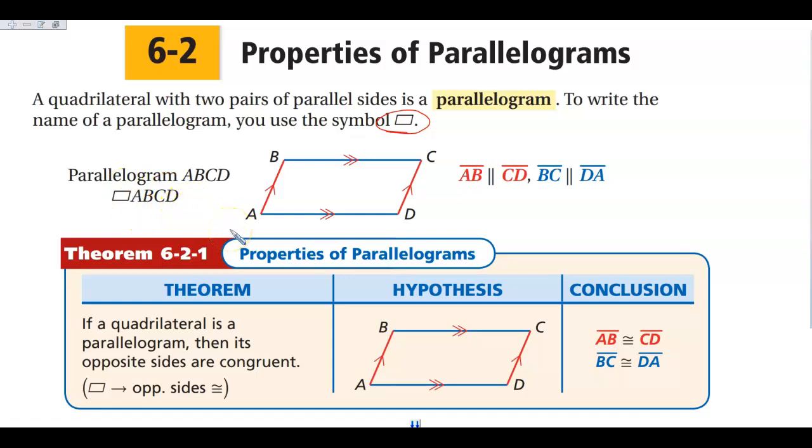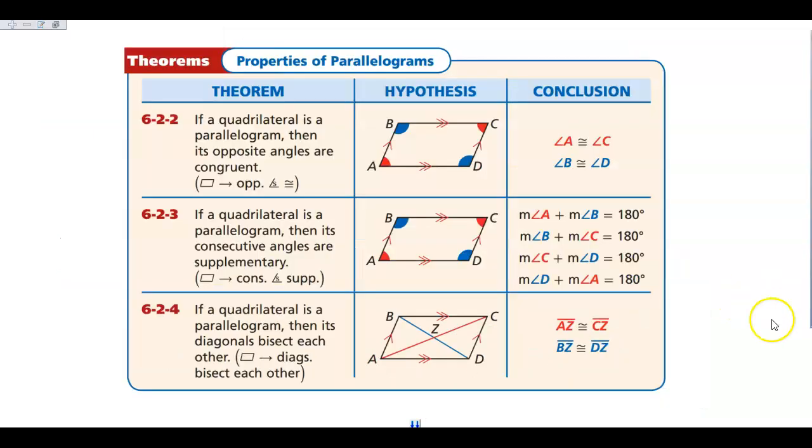Now, we're going to talk about several properties of a parallelogram, all right? The first one is that opposite sides are also congruent. So our definition is that opposite sides are parallel, and our first property is that opposite sides are also congruent. So these sides are going to be congruent, and these sides are going to be congruent. All right? Our next couple of properties is that opposite angles are also congruent. So angle B is across from angle D. They are congruent. Angle A is across from angle C, and they are congruent.